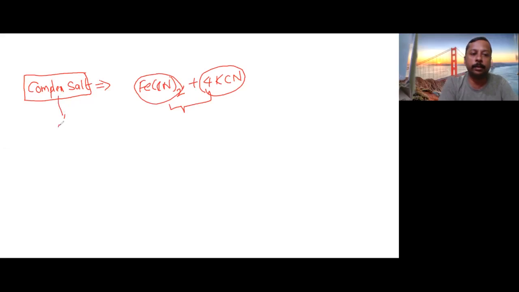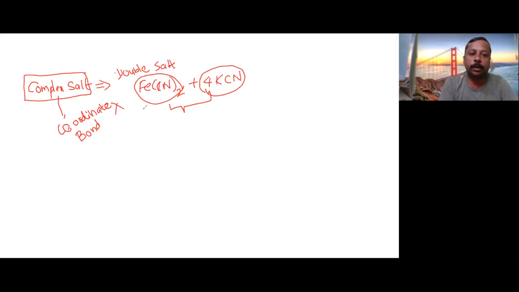Complex bond means which type of bond should they have? They should have a coordinate covalent bond. So there will be coordinate covalent bond formation, and then they will form a complex salt. If they are not able to form a coordinate covalent bond, then they will be counted as a double salt. The difference between double salt and complex salt, is it understood?